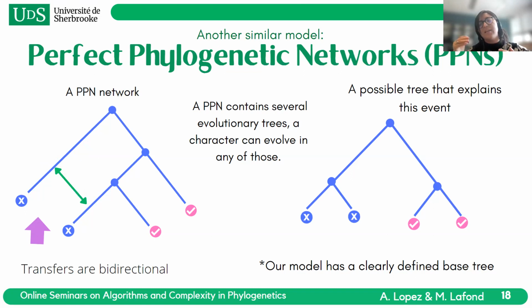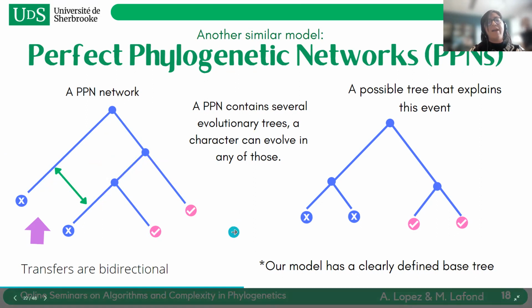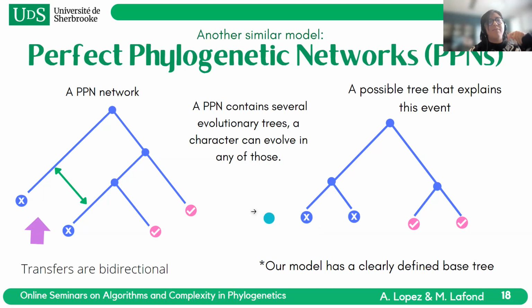In our case, for our perfect transfer networks, we are interested in knowing exactly who was the one that donated the gene. So direction is important for us, but here the transfers are bidirectional, so direction is not important. Also, a PPN contains several evolutionary trees, and a character can evolve in any of those, whereas in our model, we have a clearly defined base tree.